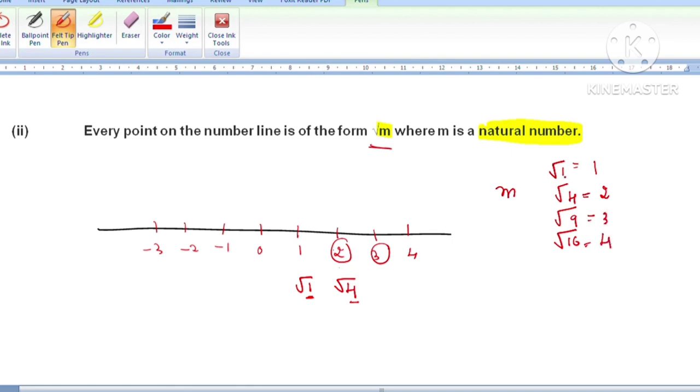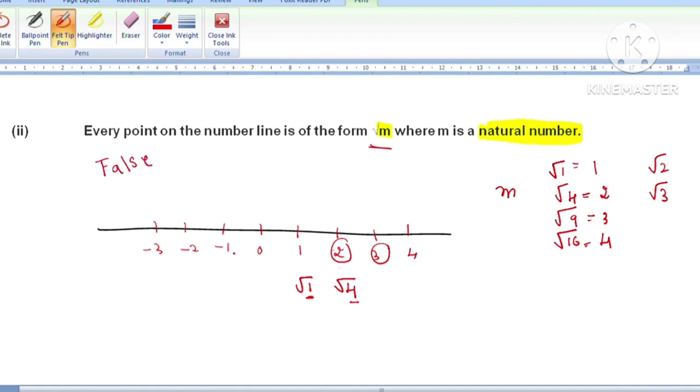When you take the square root of a perfect square number, you are getting a natural number here. But when you take the square root of 2, square root of 3, you are not getting a natural number. So this statement is false. Every point on the number line is not in the form of root of a natural number.